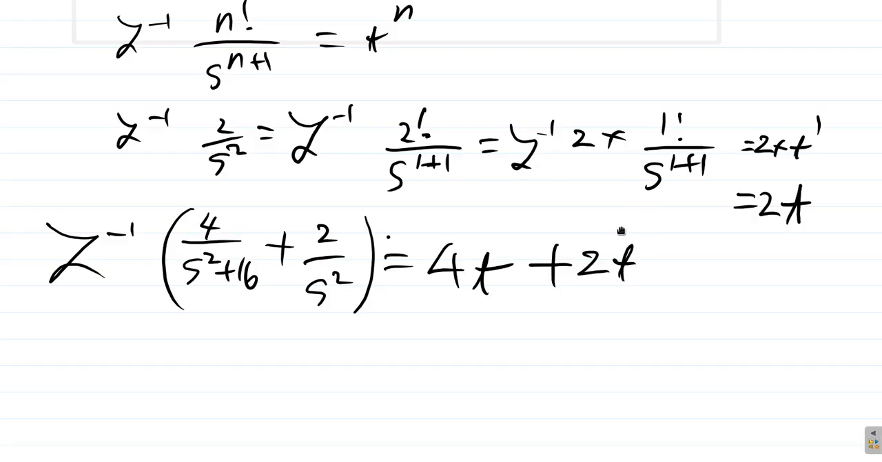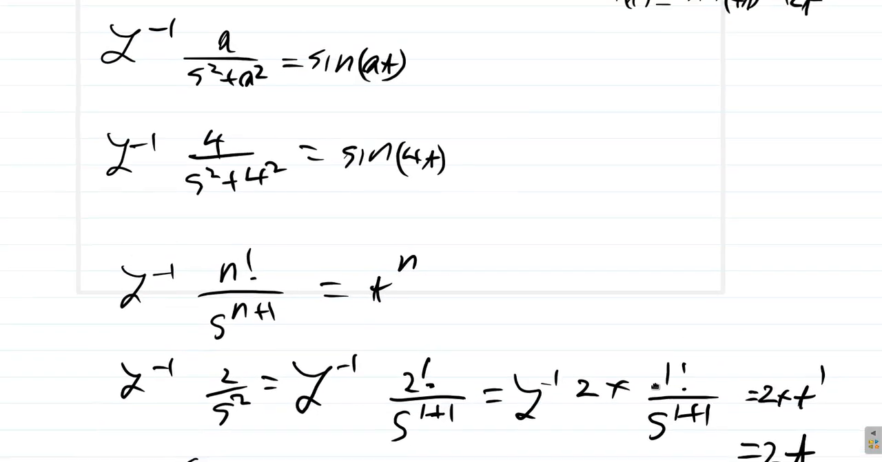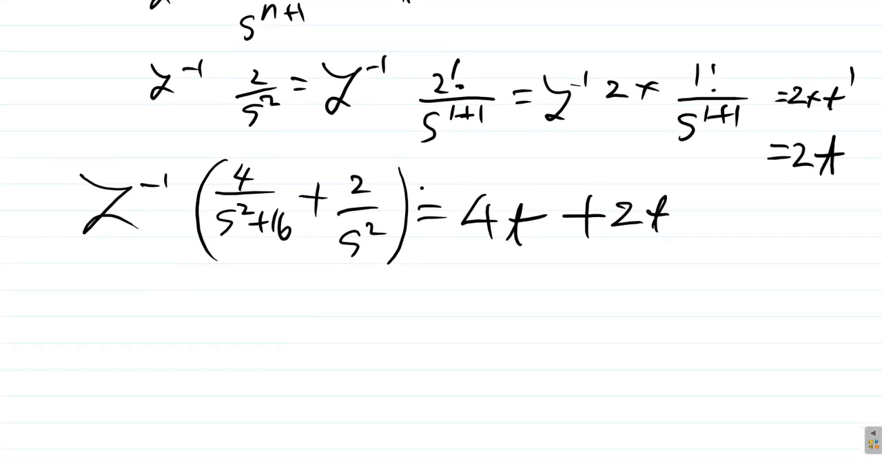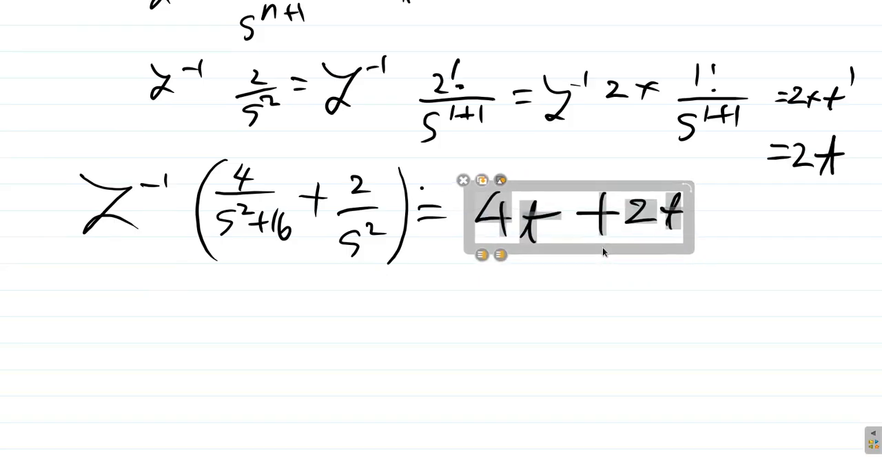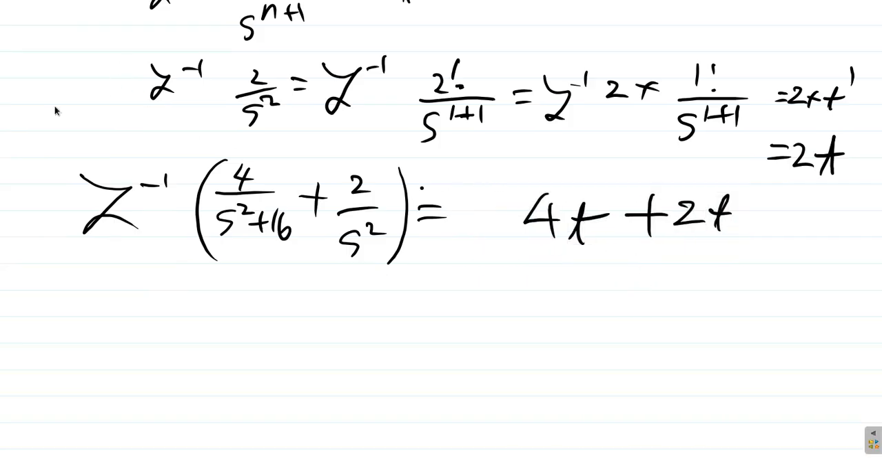So you have sine 4t. I left off the sine earlier, my mistake. Let me just drag these to the right to make space instead of erasing them. Sine 4t plus 2t.